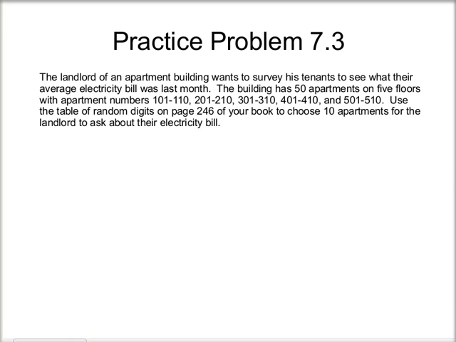This is practice problem 7.3. The landlord of an apartment building wants to survey his tenants to see what their average electricity bill was last month. The building has 50 apartments on 5 floors, with apartment numbers 101 through 110, 201 through 210, 301 through 310, 401 through 410, and 501 through 510. Use the table of random digits on page 246 of your book to choose 10 apartments for the landlord to ask about their electricity bill.